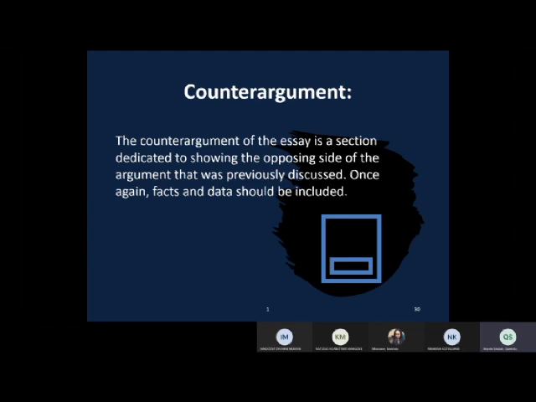If you have 6 paragraphs, the first will be your introduction, and of course the number 6 will be the conclusion. With the counter argument paragraph, you can decide to have that as the first paragraph, or you have it as the last. Generally, it's not in the middle.